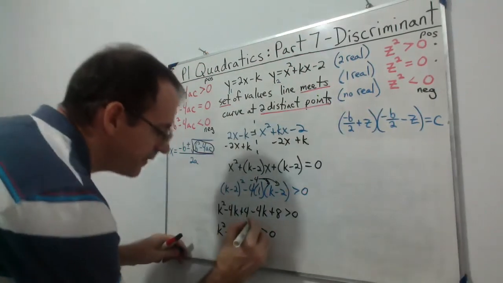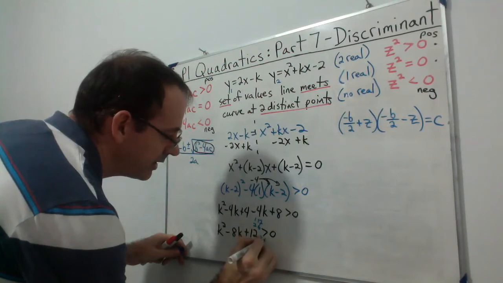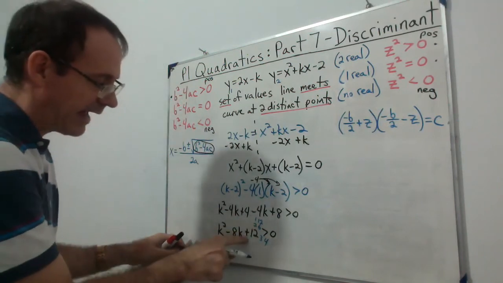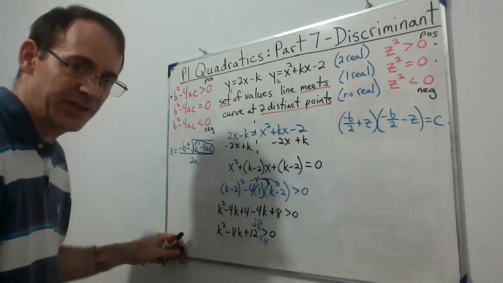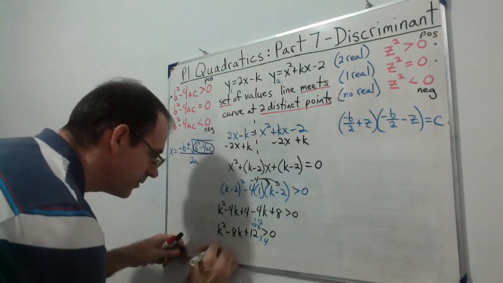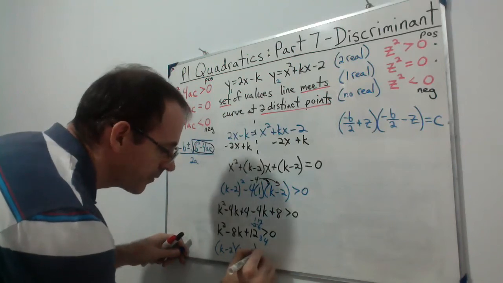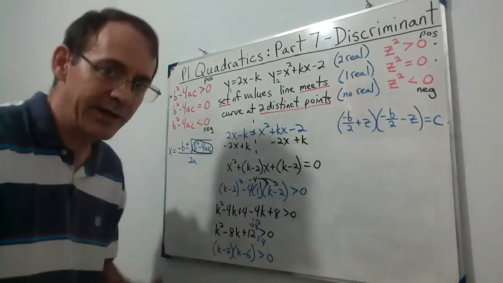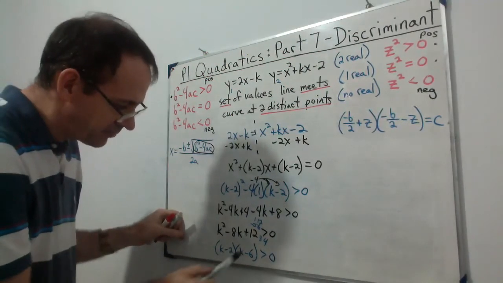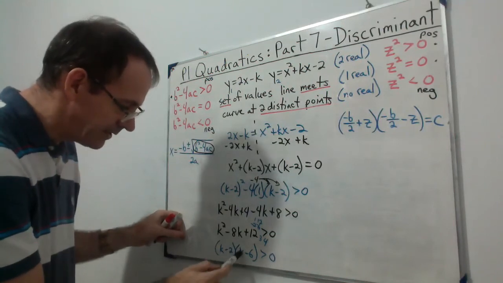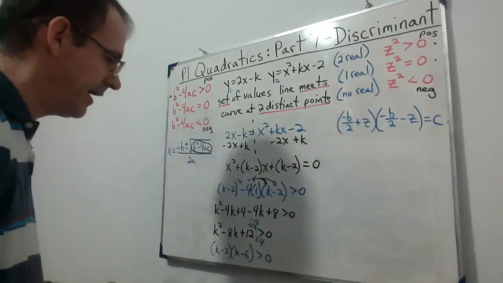So we factor this. The factors of 12 are 1 and 12, 2 and 6, and 3 and 4. And they have to add up to a negative 8. That means we want a negative 2 and a negative 6, which add up to negative 8. So that gives us k minus 2, k minus 6 is greater than 0. Of course, we want to double check just to make sure everything's right. K times k is k squared. Negative 2 times negative 6 is positive 12. A negative 2k and a negative 6k is a negative 8k. So we're doing good on that.